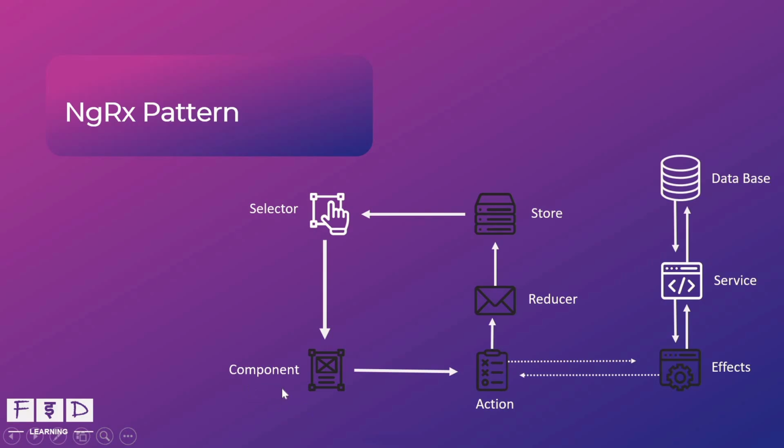For that, this is the counter component, and the counter component requires two actions, increment and decrement. The application state is updated in response to these actions. Here, the reducer contains the logic for handling these actions and updating the state. Once the state is updated, it's stored in the store. To access the updated state in the component, we use selectors, which receive data from the store. So this is the high-level overview of how NgRx works.